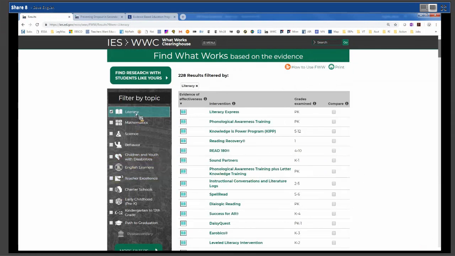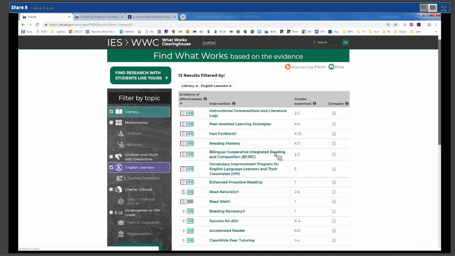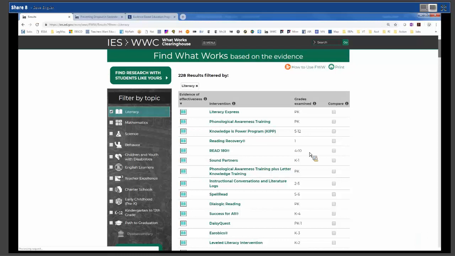And the first thing that I want to show you is that you can actually filter by multiple topics, right? So I searched on literacy, but I could also click other filters here. I clicked English learners, and so we see that there are multiple interventions that address literacy with specific context for English learners. All right, so that's one way to narrow your search for different practices, which are called interventions in Works Clearinghouse. I'm going to keep it broad here on literacy for the moment.